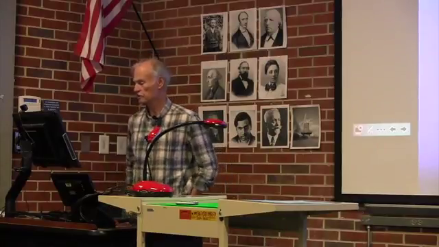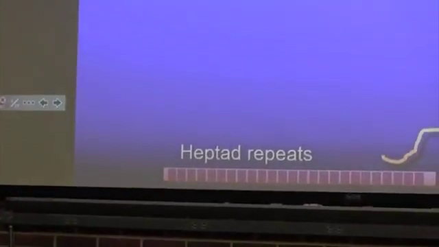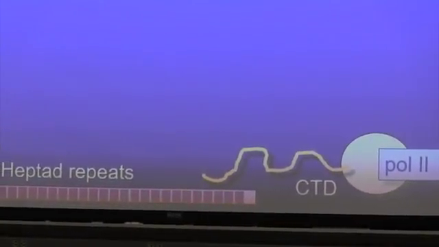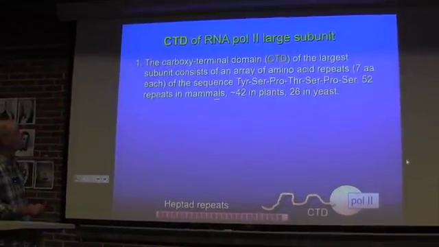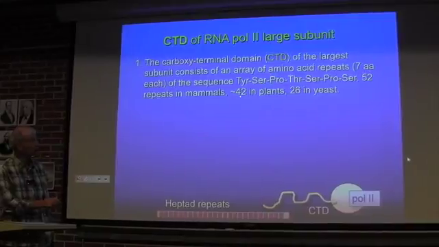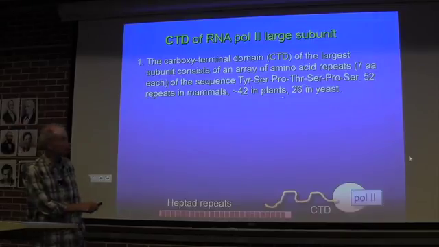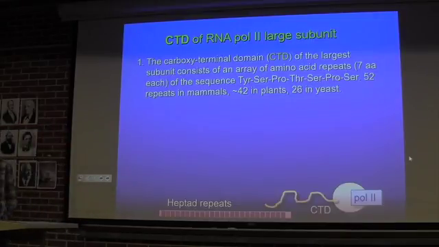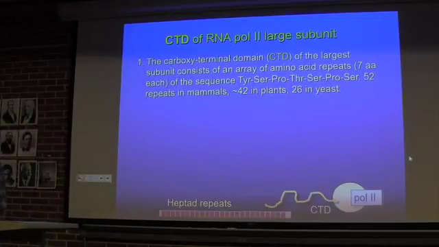So let's talk about the structure that participates in that transition, and that's the heptad repeats that form the carboxy terminal domain of the largest subunit of RNA polymerase II. And here you see the repeat structure. It's 7 amino acids, 52 repeats in mammals, about 42 in plants. Some of them are not completely conserved, so it gets to be sort of a judgment call where you say the consensus is broken down and whether it's truly a repeat. Yeast has 26. If you truncate this in yeast, you'll find that it's very debilitating. These cells eventually don't make it anymore.